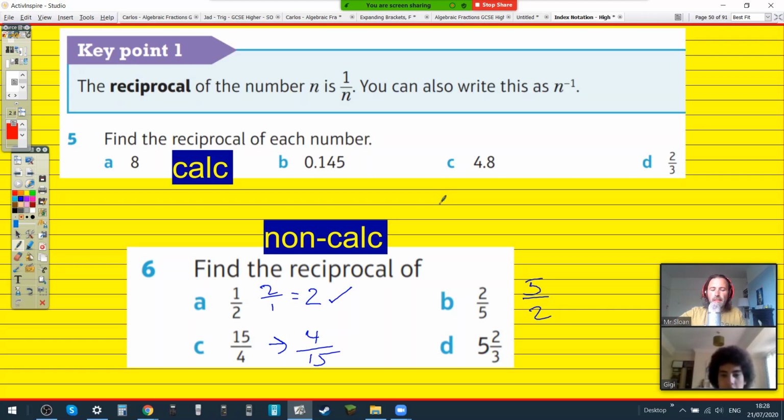Minus 5. What would this be as an improper fraction? It would be 5 and 2/3. 7 over 3. 17 over 3. Oh, 17 over 3. And so the reciprocal? 3 over 17. That's it. These up here are calculator. You can do them with or without, whichever you prefer.